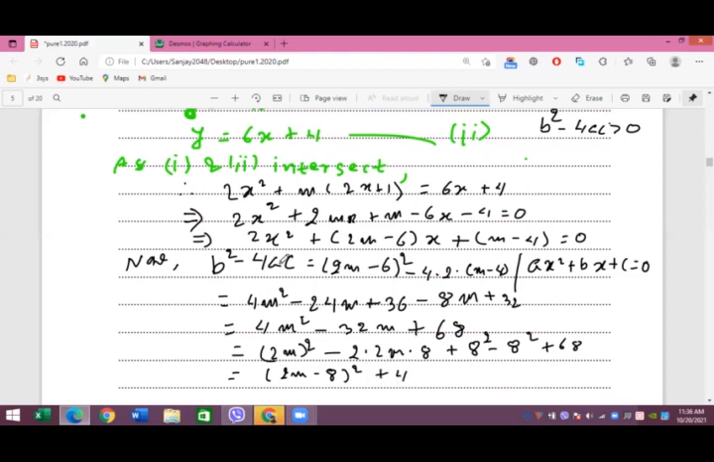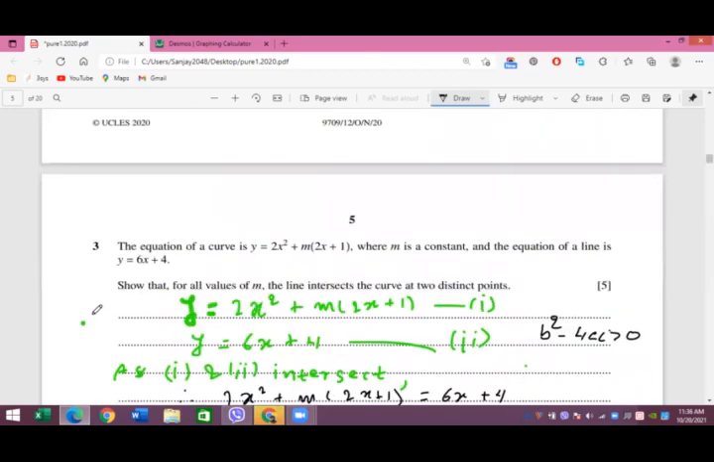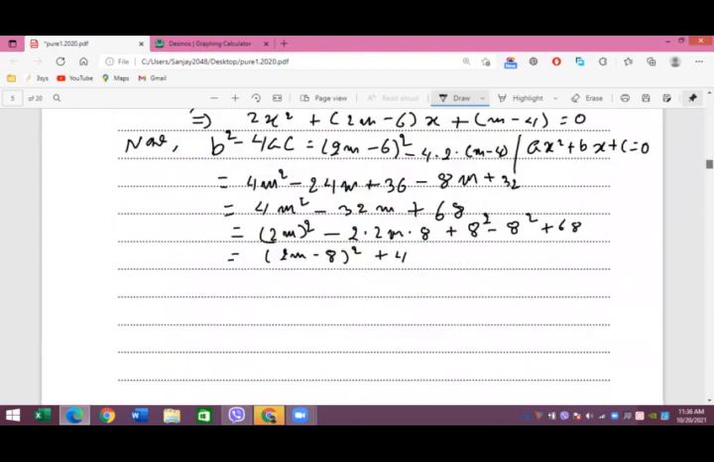So in this way our b square minus 4ac is (2m minus 8) square plus 4. Now just look back to the question here. So that for all values of m the line intersects the curve at 2 distinct points. So the condition is that when b square minus 4ac is bigger than 0, we find then there are 2 distinct roots. That means the 2 distinct points in this case.